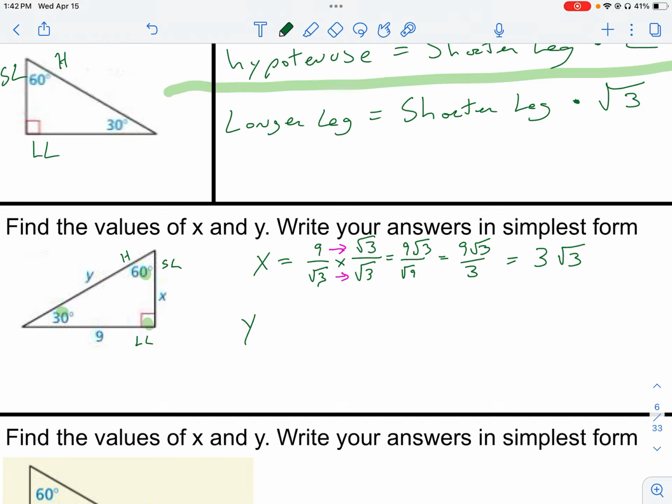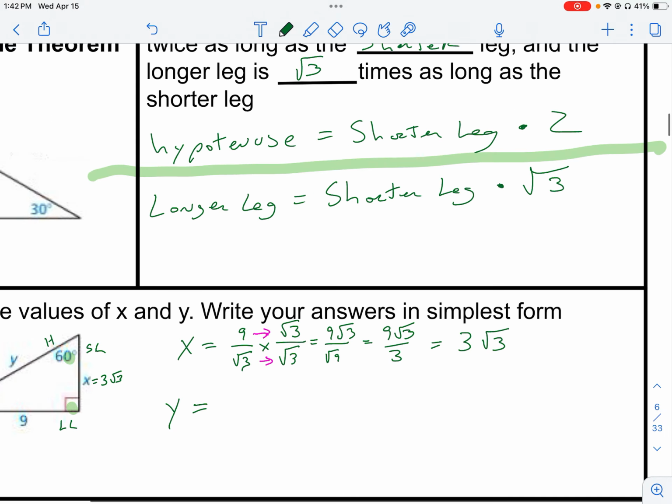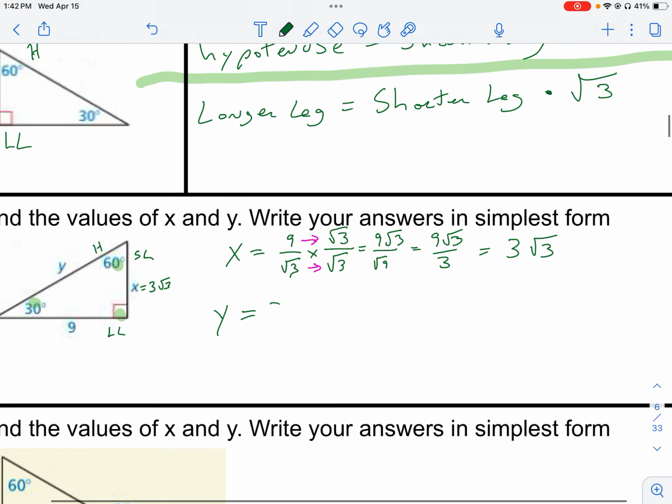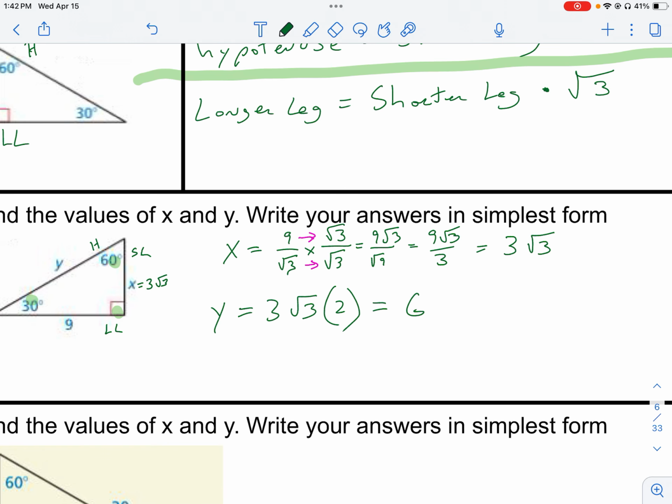So now we have to find y. Well, we know that x, the short leg, is 3 radical 3. And the hypotenuse is the shorter leg times 2. So I got 3 radical 3 times 2, which is going to equal 6 radical 3, inside with inside, outside with outside. And again, it doesn't matter the order that we multiply in, so that's why that works.